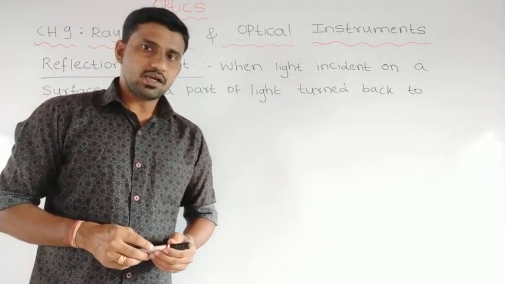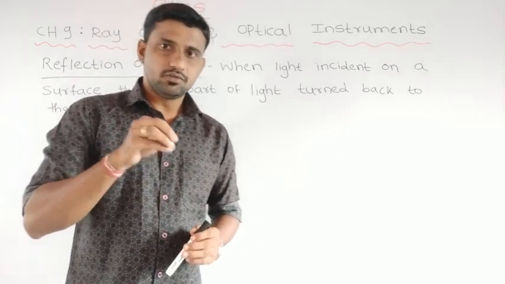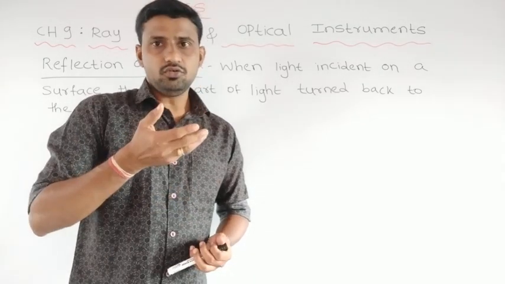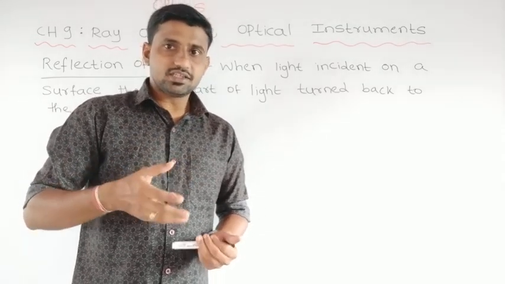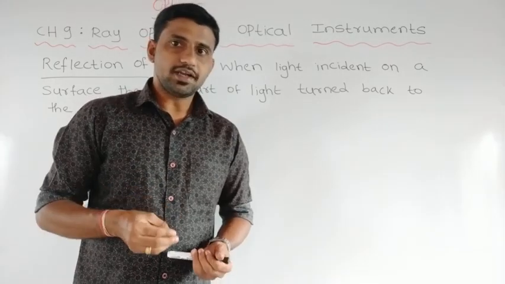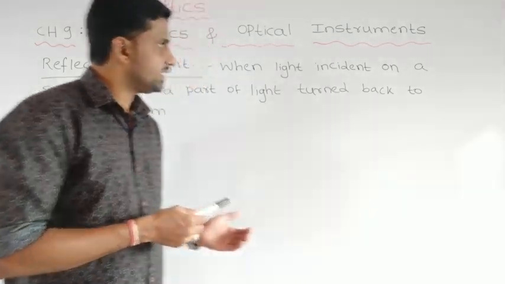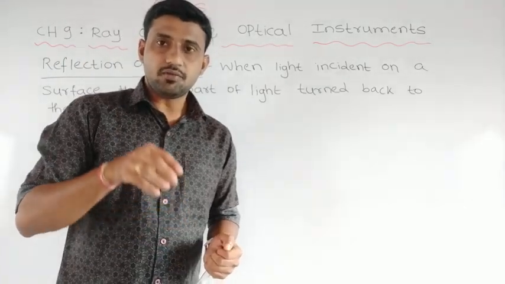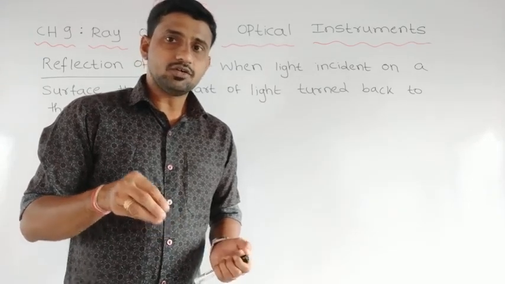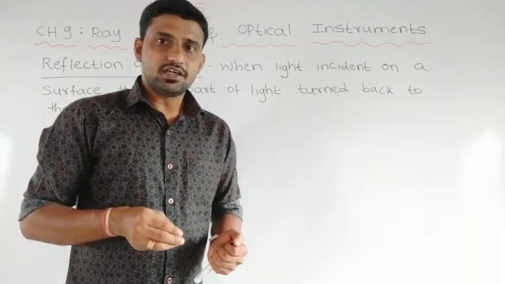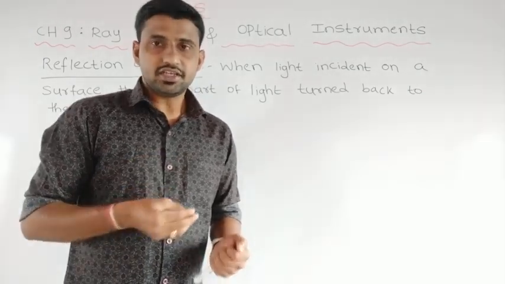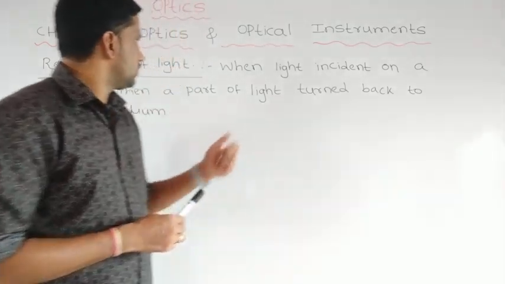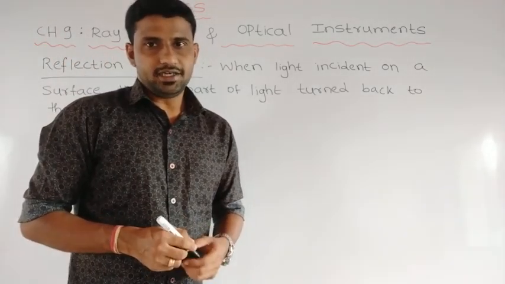That means, for example, if I hit one ball to the floor, then after hitting the floor, that ball will again come back up. That means this phenomenon we will observe in a single medium. Here also like that, when we incident a light to the surface from one medium, after hitting the surface, again it will turn back to the same medium. So that is one of the phenomena we can see in the case of light, and that one is called reflection of light.